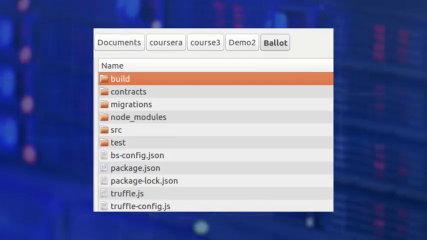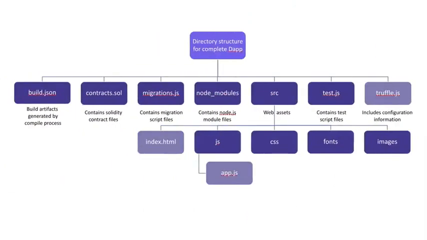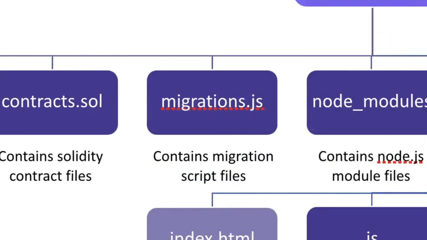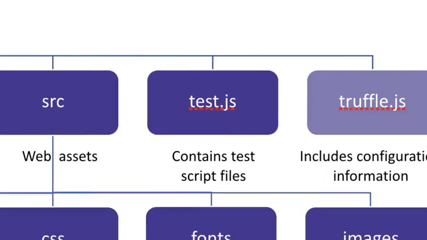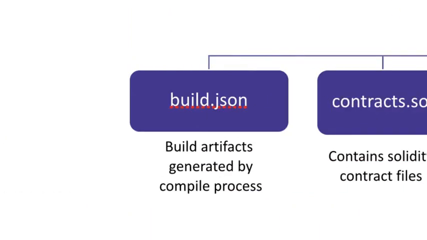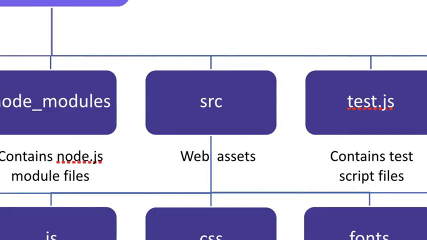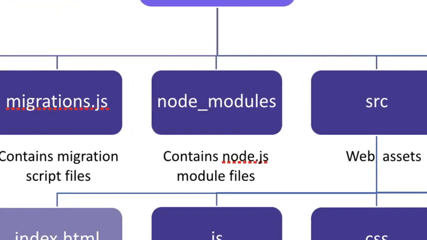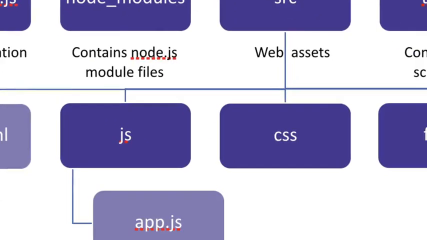Note there are a few more files and directories than previously outlined. We know that contracts has Solidity contracts, migrations folder has migration scripts, test has the test scripts, build has the JSON artifacts generated by the compile process, src folder has the web assets such as JavaScript, CSS, and index.html, node_modules folder has the Node.js modules, and JSON files and JavaScript files are the configuration files.